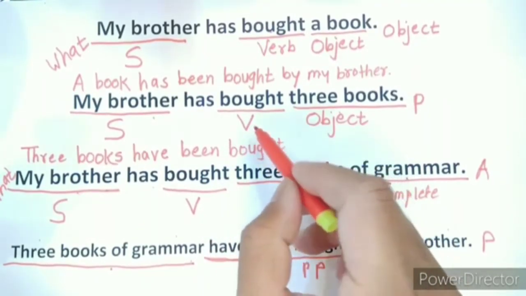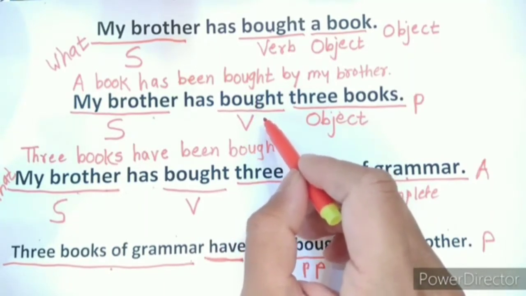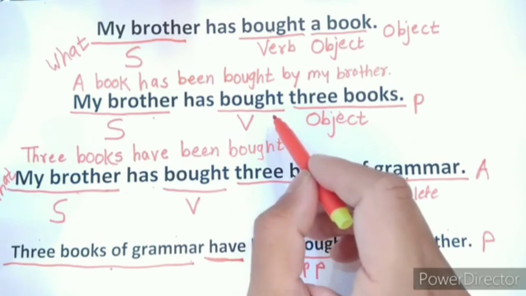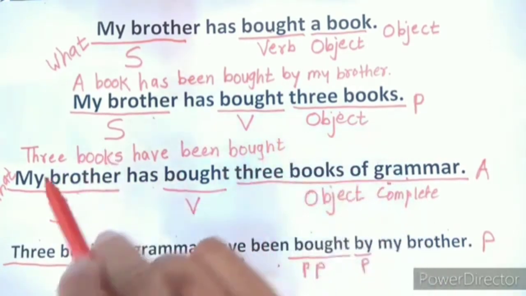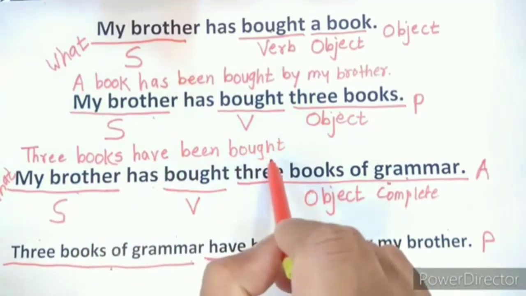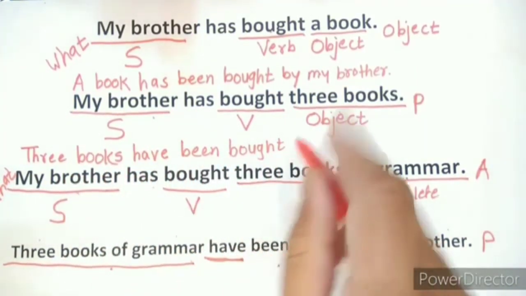Actually the base form of this verb is buy. The second form of this buy is bought, and past participle form is also bought. And therefore, we have written the sentence in this way: 3 books have been bought.